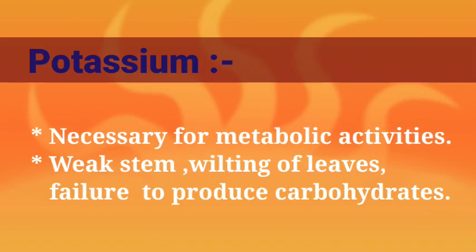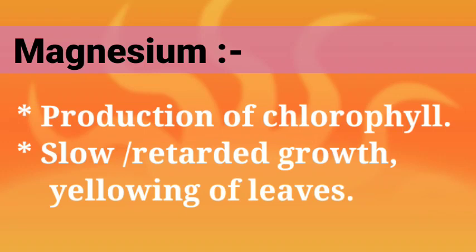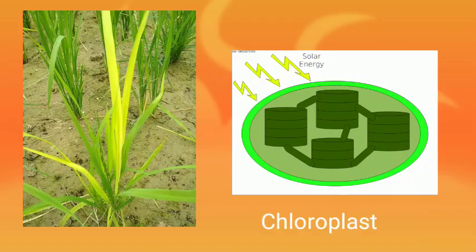Next nutrient is potassium. Potassium is necessary for the metabolic activities of plants. Deficiency of potassium causes weak stem and failure in the production of carbohydrates. Another important nutrient is magnesium. Magnesium is very important in the production of chlorophyll. Deficiency of magnesium causes slow or retarded growth in plants as well as yellowing of leaves.